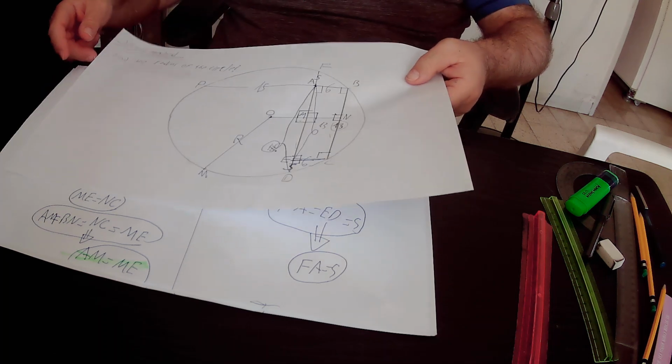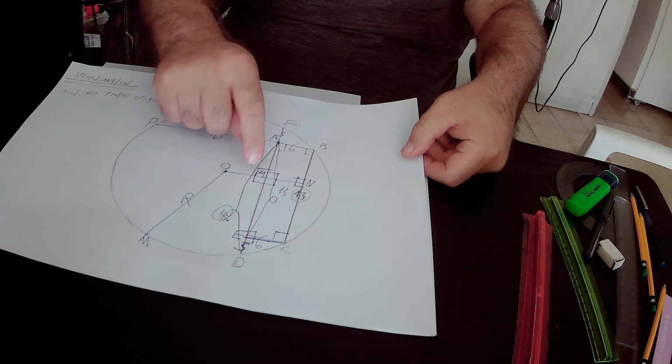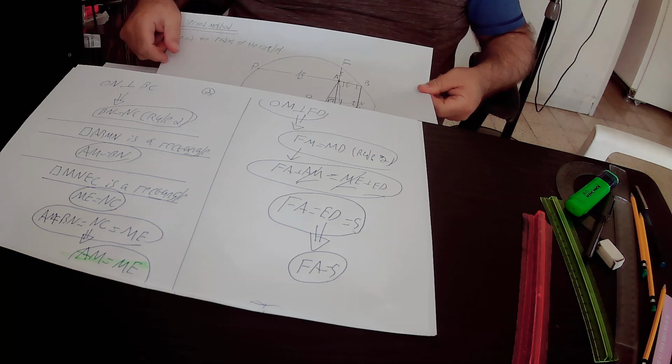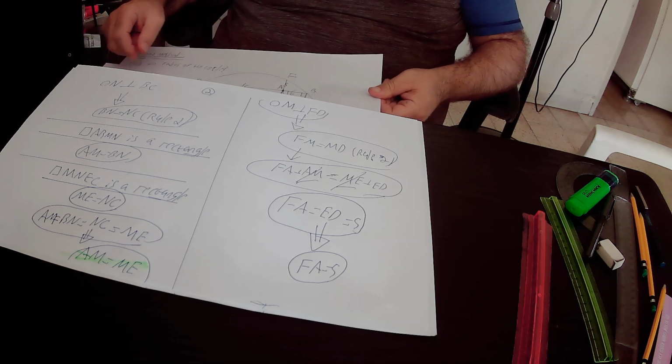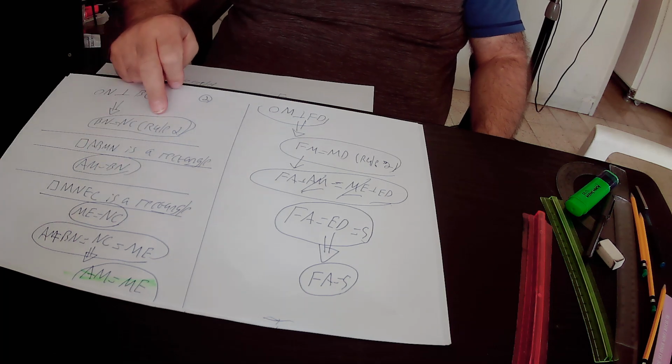But we know that the opposite sides of a rectangle are equal to each other. That is to say, ME equals NC. So we can summarize what we did until now. We have already found out that BN equals NC according to rule number 2.